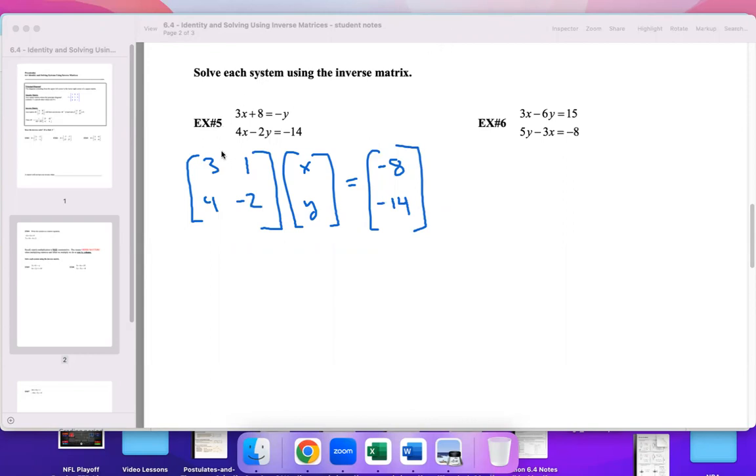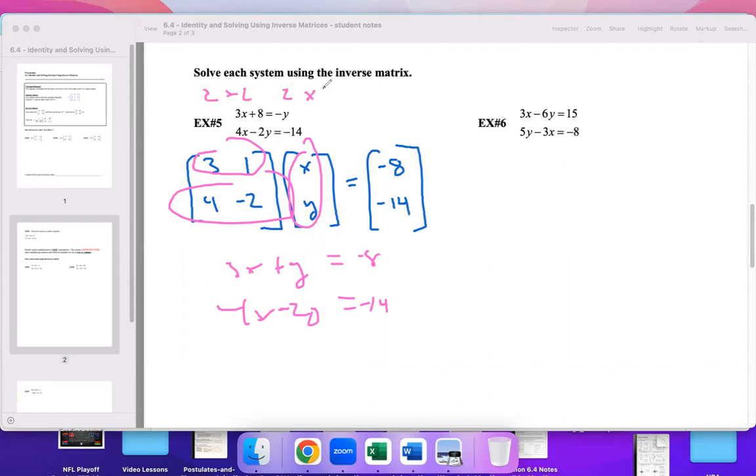Let's take a look at what's happening here. Why does this make sense again? Because what if I multiply this row with that matrix, right? What would I have? I have 3x plus y, right? What if I multiply this row with that column? What would I have? 4x minus 2y. And what do I have on the other side? -8 and -14. So that's why it's good to know matrix multiplication so you can make sense of why this works. Because that's a 2 by 2 matrix with a 2 by 1. So the inner dimensions match up, giving you the 2 by 1 over here. So matrix multiplication is the reason why this setup makes sense.